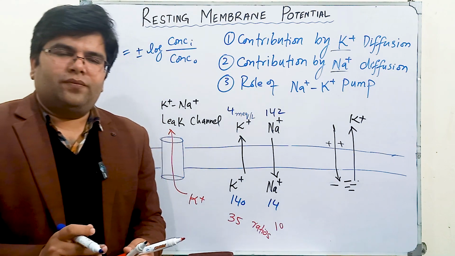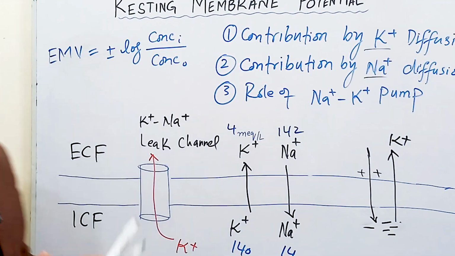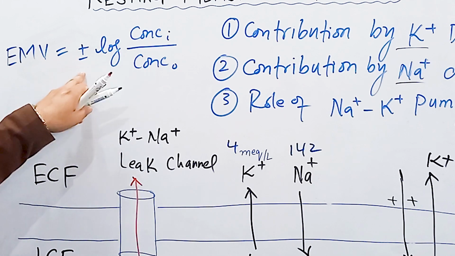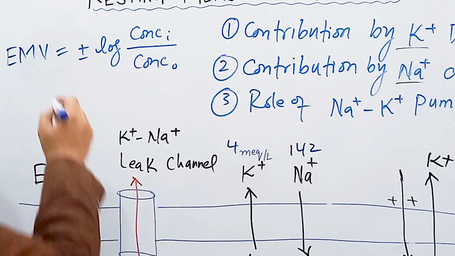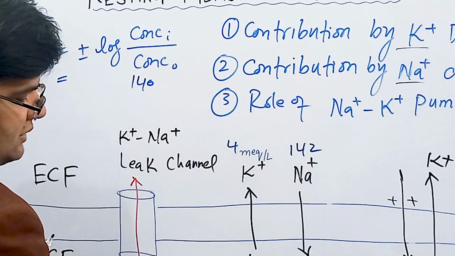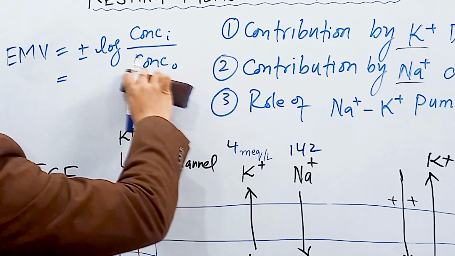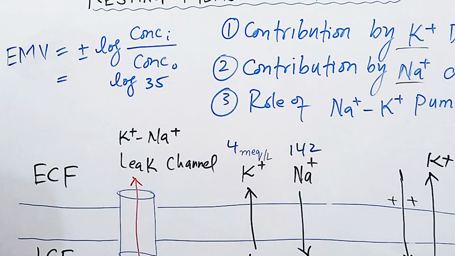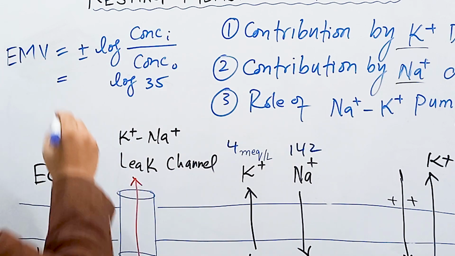The value of Nernst potential for any given ion can be calculated by using this equation, which is called the Nernst equation, and the formula is electromotive force in millivolts is equal to plus minus 61 log concentration inside for that specific ion divided by concentration outside. Here you can see the concentration of potassium inside of the cell is 140 and the concentration outside is just 4. The ratio of these two is 35. So the log of 35 is 1.5.